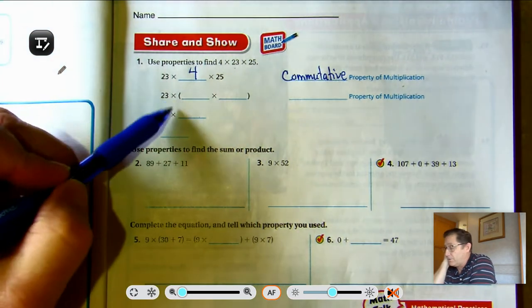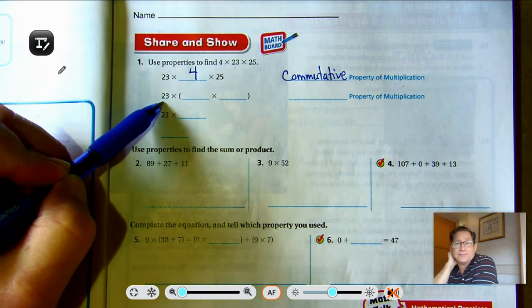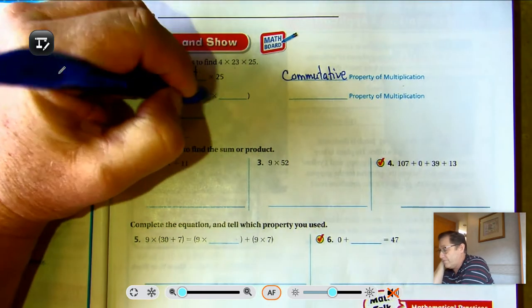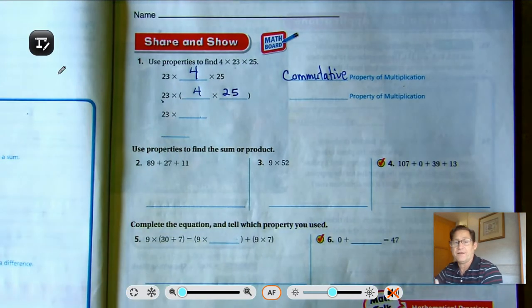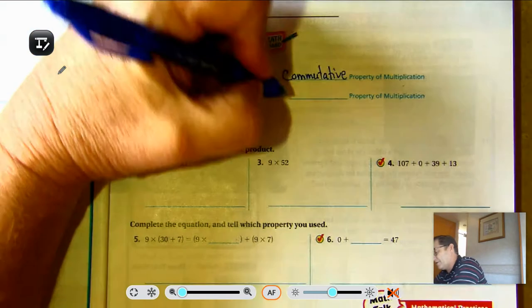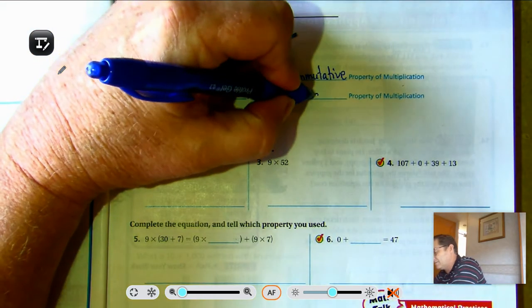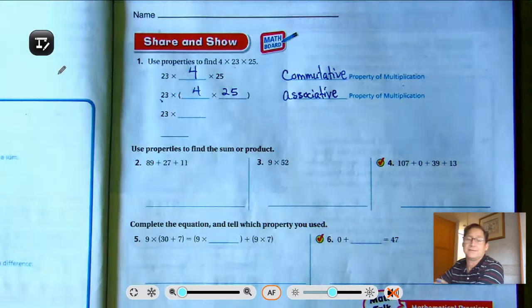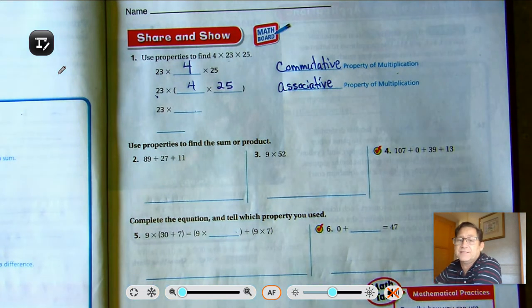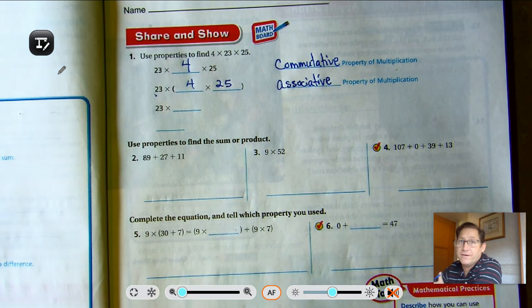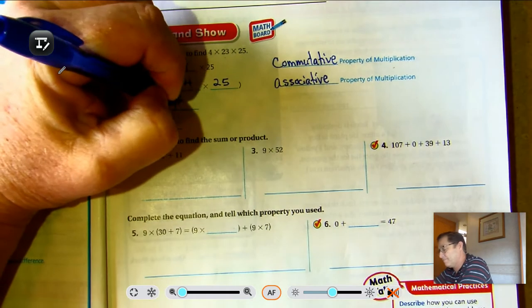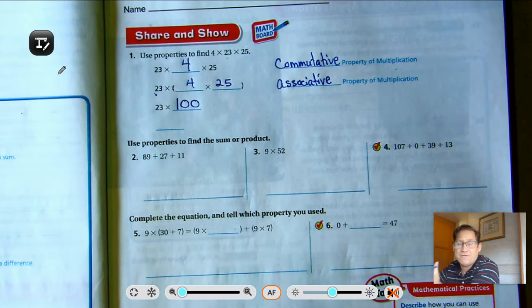Okay, so you notice that we have the 23 outside of the parentheses. And so inside, we want 4 and 25. So we're grouping 4 and 25 because we want to do that first because that's easy to do in our head. And the property that tells us that the grouping of the factors doesn't change the product is the associative property. So rather than multiplying 23 and 4, I want to multiply 4 and 25. What is 4 times 25? 4 quarters, right? What is 4 quarters? 100. All right. Well, now we have 23 hundreds.